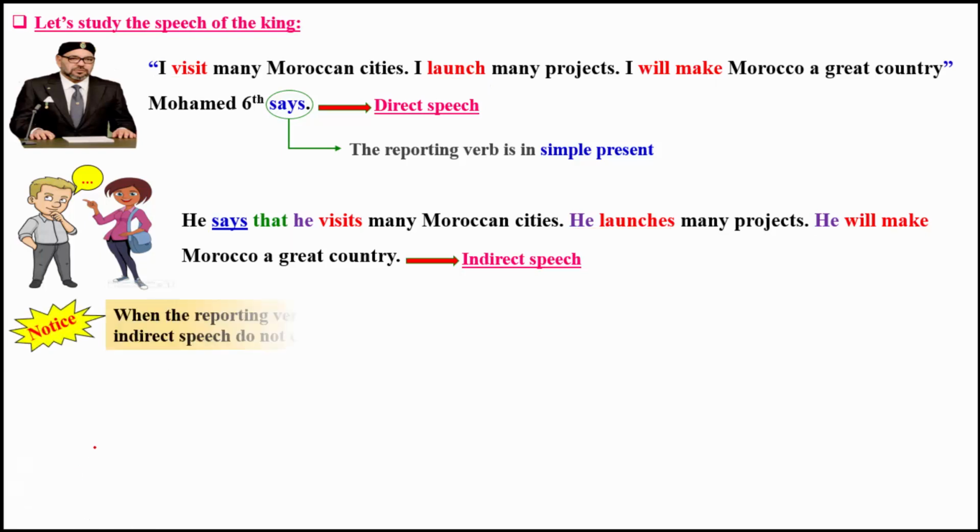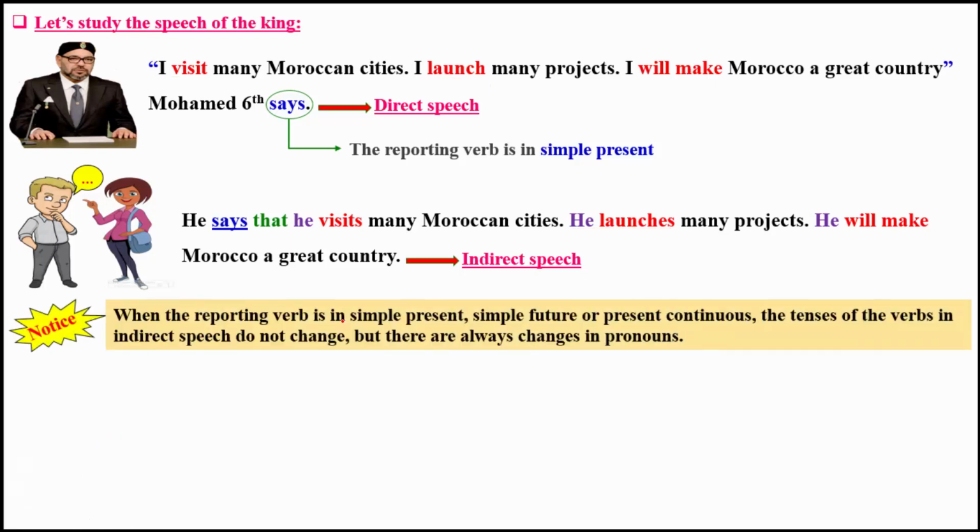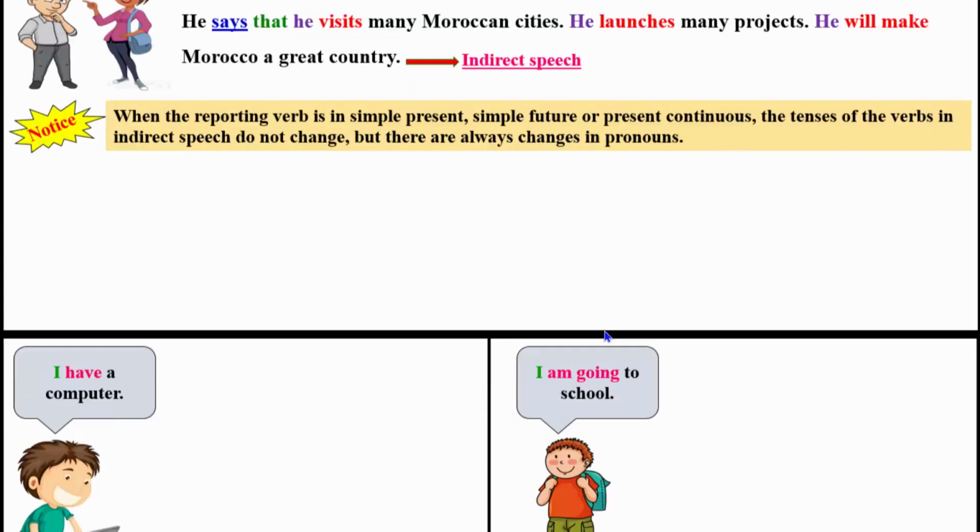So notice that when the reporting verb is in simple present, simple future, or present continuous, the tenses of the verbs in indirect speech do not change, but there are always changes in pronouns. What do we mean by changes in pronouns? Let's find out. Look at these examples.